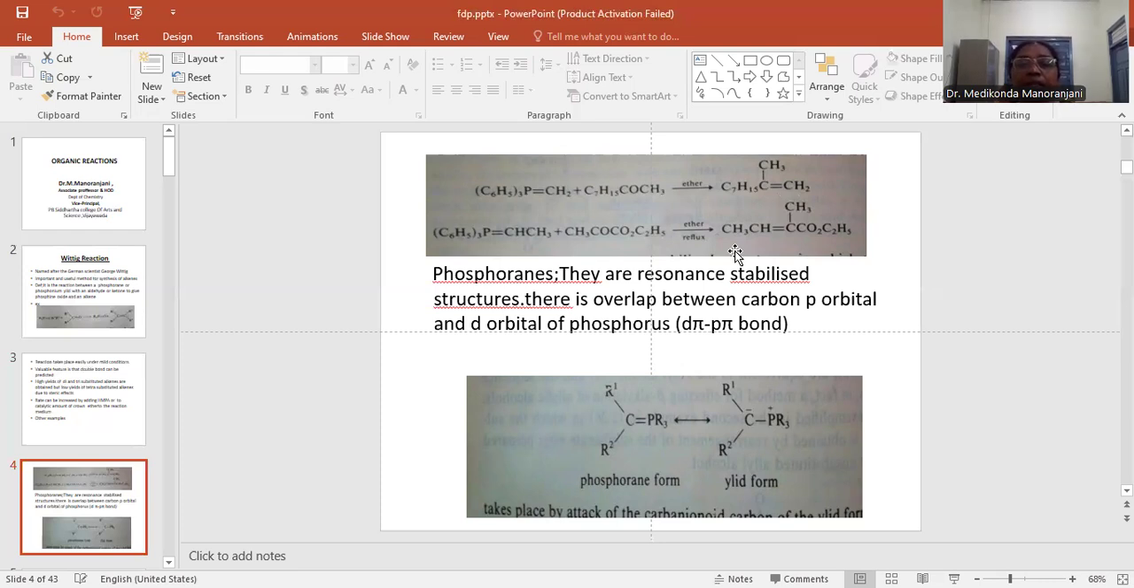They are resonance stabilized structures. There is overlap between the carbon p orbital and the d orbital of phosphorus. The bond is called a d pi p pi bond. You can see here, this is the phosphorane form of the reactant, and this is the halide.